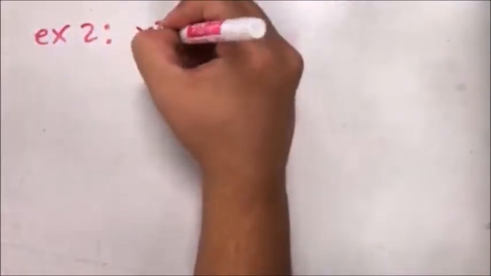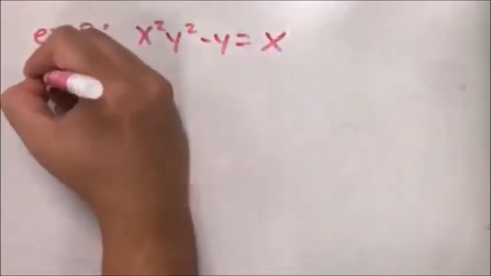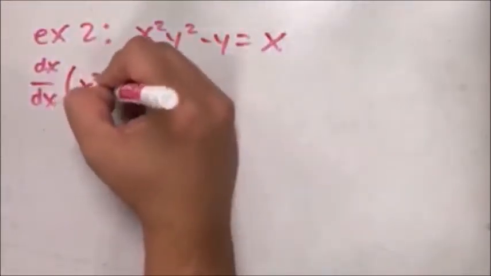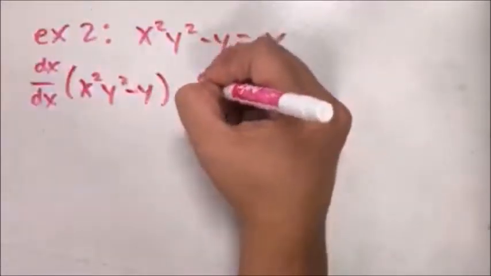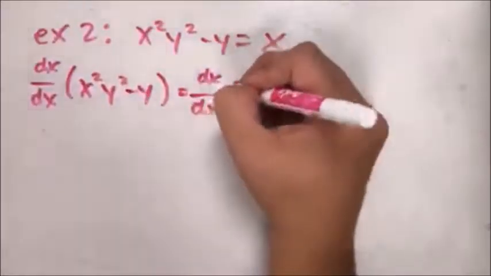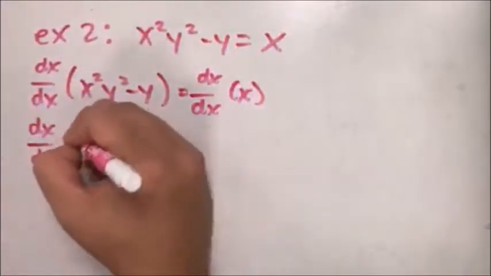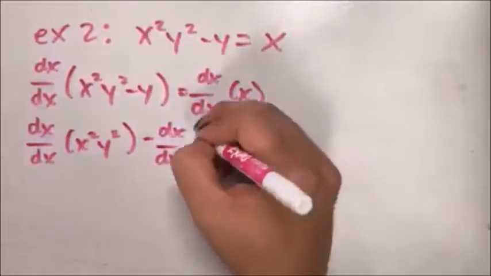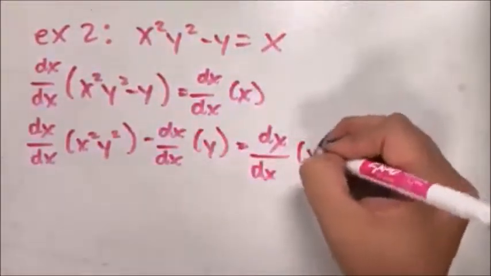Let's try another example. So we have x squared y minus y equals x. The first thing we do is differentiate both sides of the equation. So we have d/dx times x squared y minus y equals d/dx times x. Then we distribute, so we have d/dx times x squared y minus d/dx times y equals d/dx times x. Now we take the derivative.